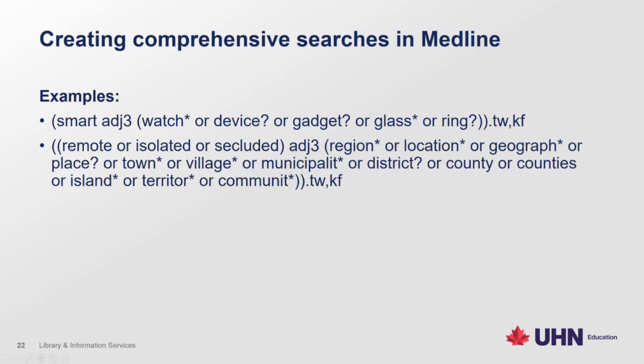The first set is about remoteness. So I have remote, isolated, or secluded. And the second part is about regions or places. So this query is going to search for stuff like remote regions, remote locations, but also phrases where the first set of brackets is within two words of the second set. So it's going to search for phrases like locations that are isolated, places that are secluded.